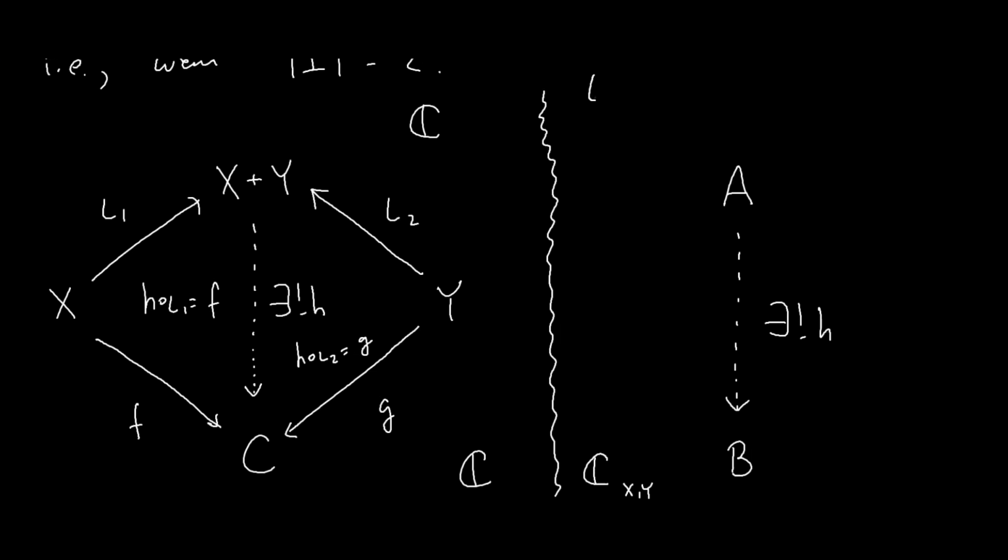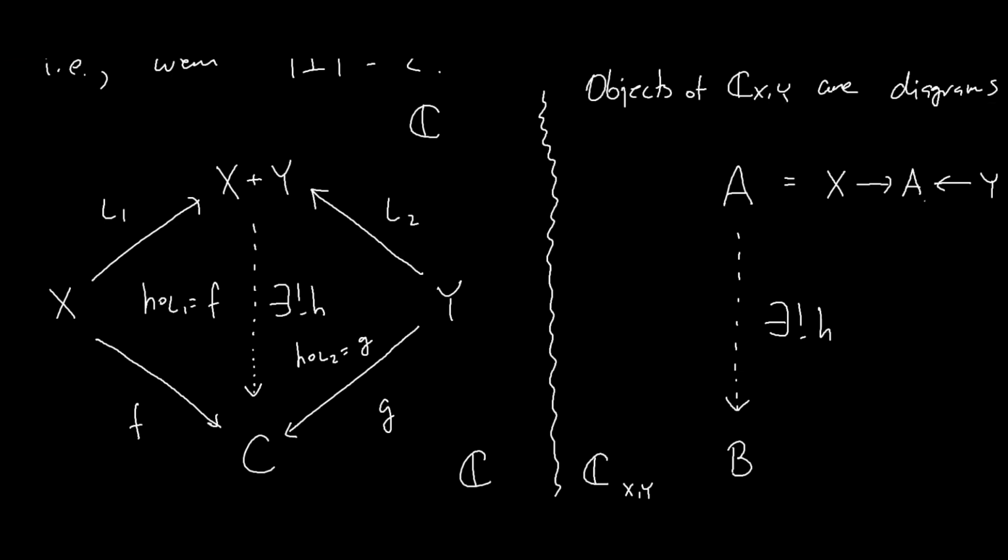So let's declare objects of this new category we're trying to build to be diagrams of this form. Are diagrams. So when I write object A, what I mean by that is a certain diagram. Let's call it, let's put there A underline, and we can put here iota 1 A and iota 2 A.